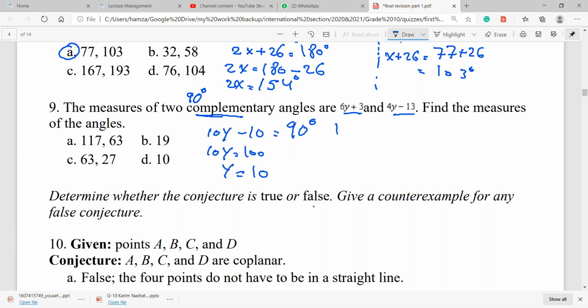Find the measure of what? The angles. The first angle is 6y plus 3. So substitute by y equals 10. It will be 63. The second angle is 4y minus 13. Minus 13, not 31. Minus what? 13. We substitute by y equals 10, it will be 40 minus 13, which is what, guys? 27. The first angle is 63 degrees, the second angle 27 degrees. That means angle C.